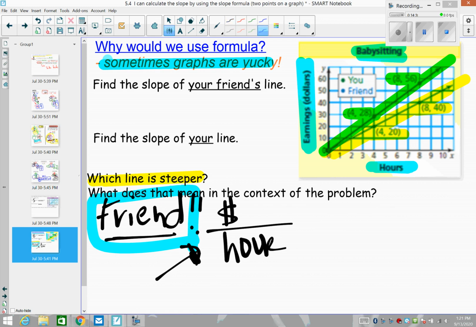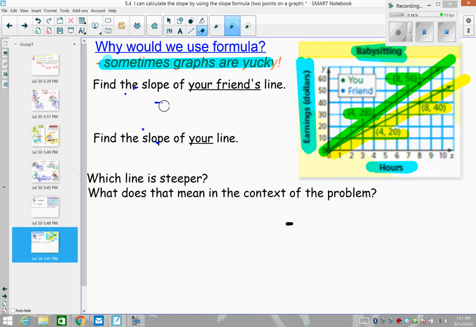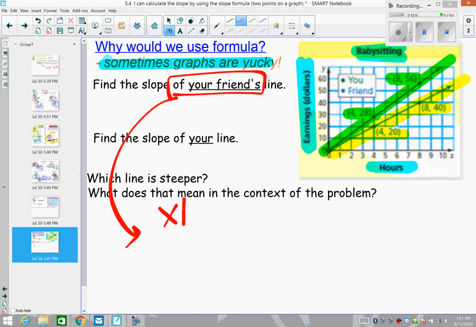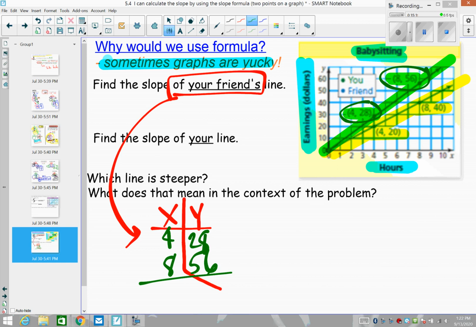Okay, so your friend's line, if we put your friend's data into our little handy dandy table here, because I'm not going to rise run it, your friend has a data point of 4, 28. I'm going to run out of space here, you guys. So I'm going to erase all of this on the bottom and start over. Sorry about that. So your friend's line down here, if we set that up, your friend has data points of 4, 28 and 8, 56. That is the steepness of your friend's line.